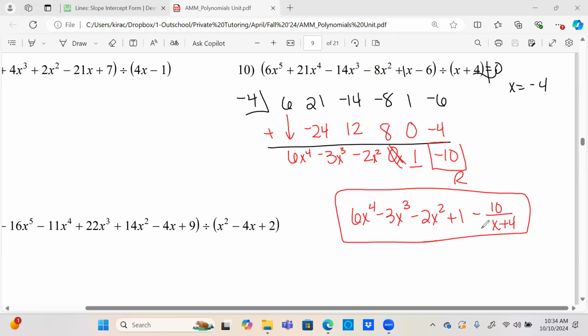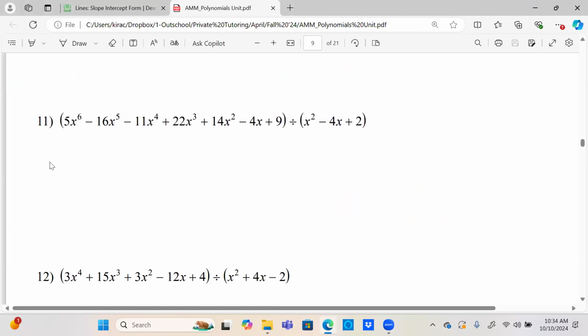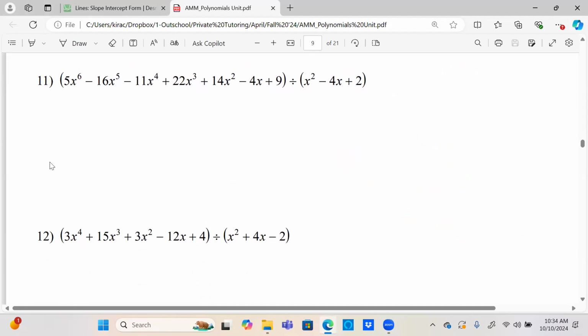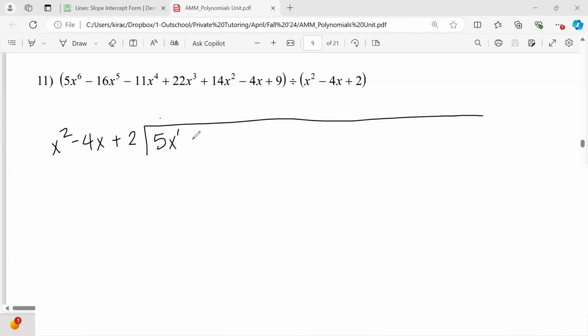And now it looks like we have just a few more, and we're going to be dividing instead of by a binomial, we're going to be dividing by a trinomial. And you really just do the same thing with long division. It looks horrible, but it's really the same process. I'm coming to 11. Still the divisor on the outside, dividend on the inside.